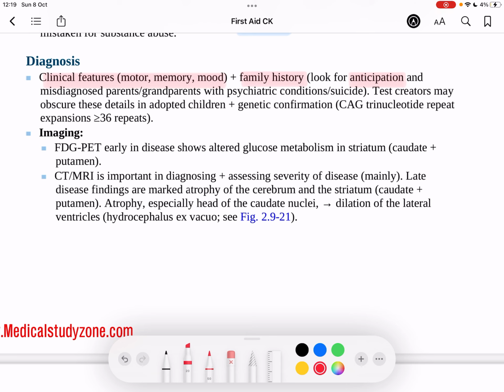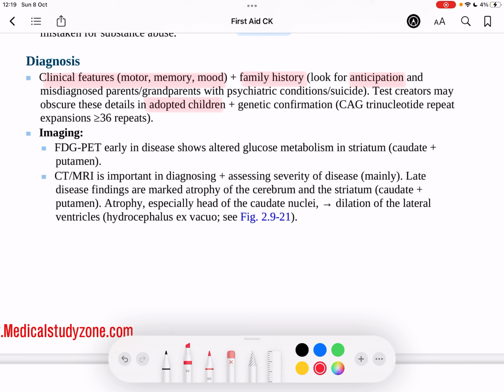And as I've mentioned before, anticipation is this increase in CAG repeats in the Huntington protein throughout successive generations, which then means the patient will have an earlier onset or a more severe disease. Test creators may actually try and obscure these family history details by either making the patient an adopted child or somebody who maybe just didn't know their parents.